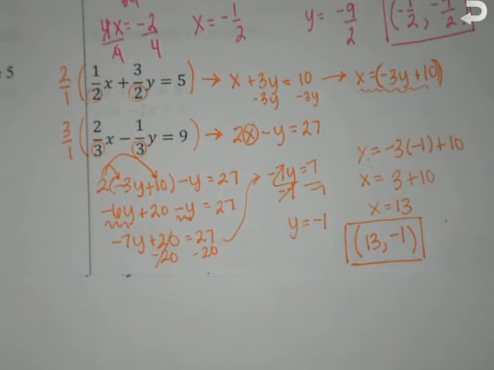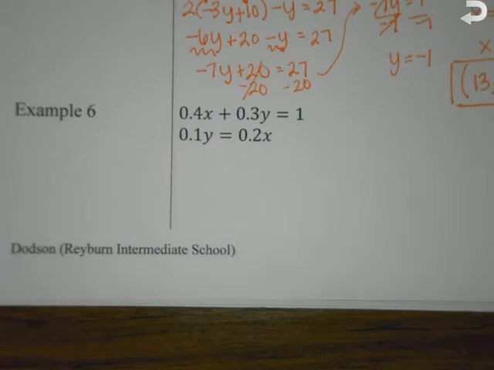Okay, so example 6, we have 0.4x plus 0.3y equals 1, and 0.1y equals 0.2x. I hate that we have decimals in here. I know, I don't like decimals. I actually prefer fractions to decimals. So let's take a look at this. Does anybody have any ideas of how I could change my decimals into whole numbers? I can make it into a fraction and then do what we just did in the previous problem, but that's 2 steps. I can take away these decimals in 1 step.